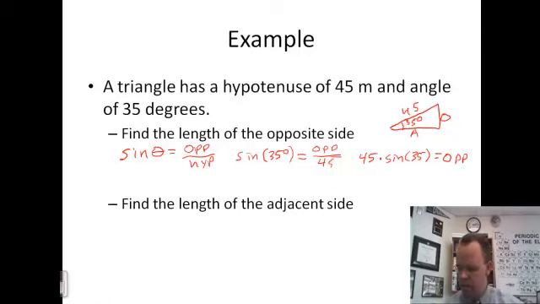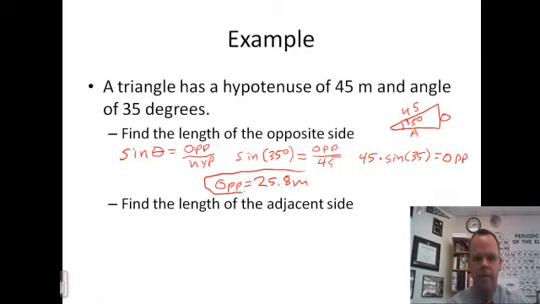So I'll type in 45 times sine 35. Hit enter, and I get the length of my opposite side, which in this case should be shorter than my hypotenuse if I've done it correctly, 25.8 meters.